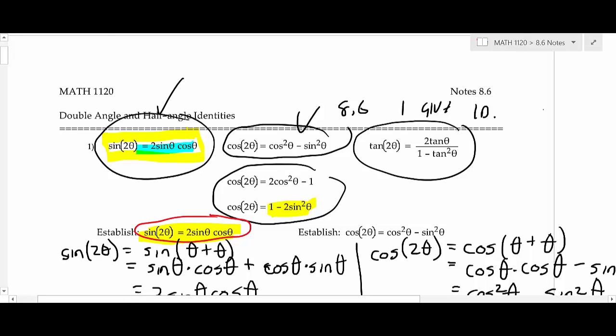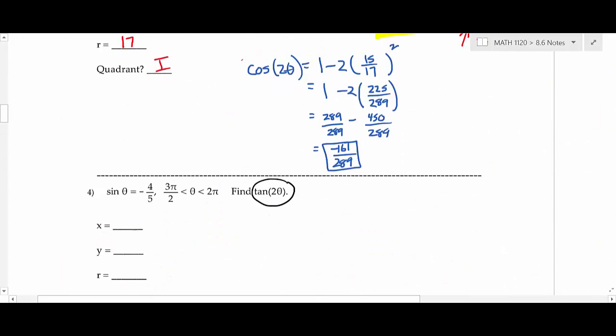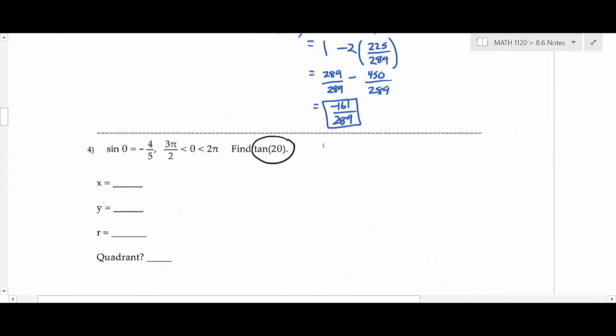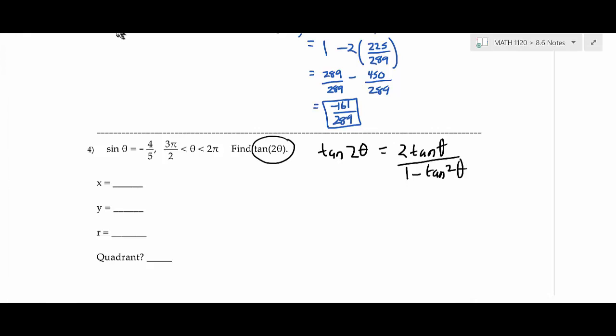So I'm going to go back to that page and let's write that identity down, and then we'll follow along with what we need to do. So tangent of 2 theta is 2 tangent theta over 1 minus tangent squared theta. What we need to know to solve this problem is two things. We need to know what the tangent of theta is, and then we square that, work out the arithmetic, and we've got it. I've given you enough information to figure that out.